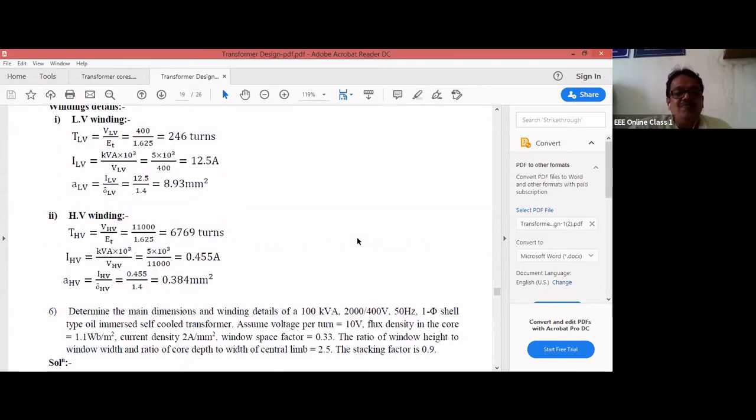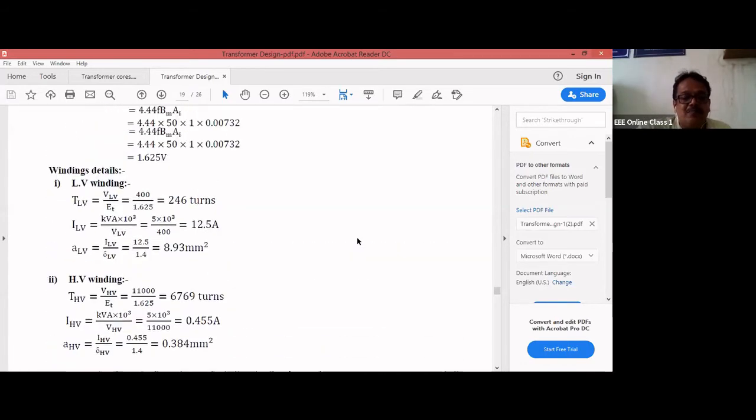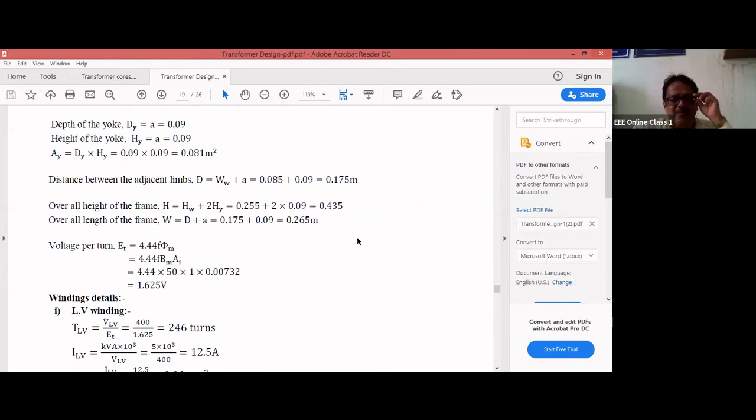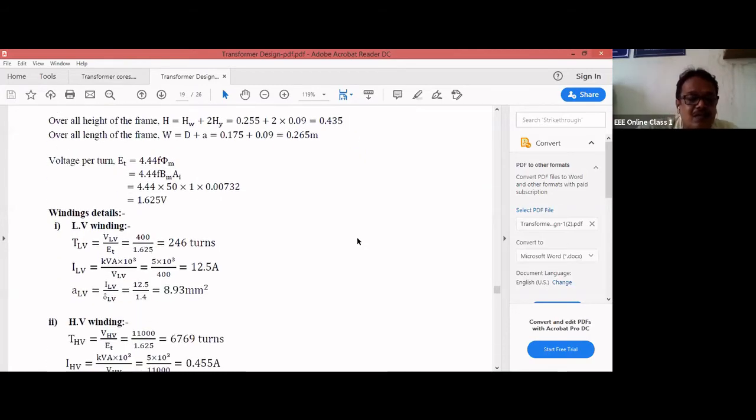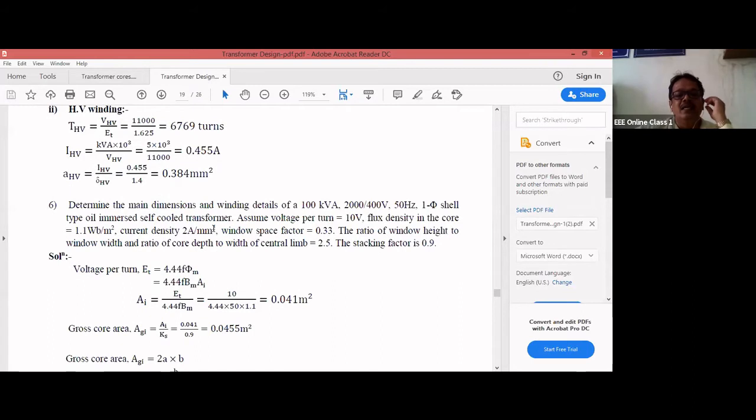With this, we'll go for the second problem. For each problem, I'll take different conditions and try to solve the problem. Now, determine the main dimensions and the winding details of 100 kVA. Once again, the main dimensions means everything you have to calculate. Main dimension means the entire thing, dimension of the core. You have capital H and capital W, HW, WW. Once you want to find the main dimension, definitely you have to find out the dimension of the core also.